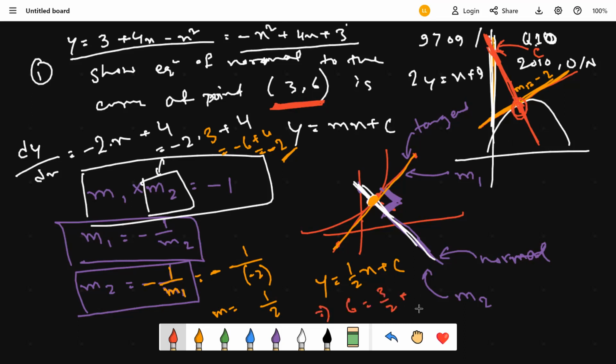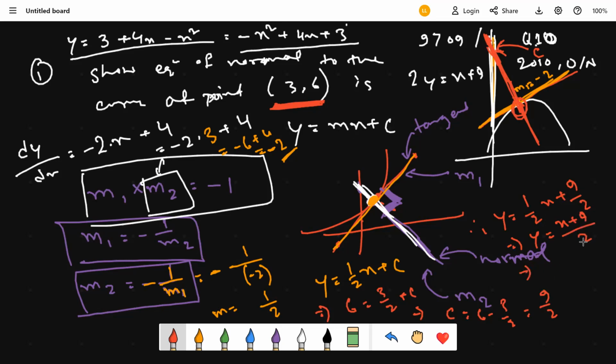In this case, 6 equals 3 by 2 plus C. That should give us C equals 6 minus 3 by 2, which is 12 minus 3 over 2, which is 9 over 2. Finally, we have the equation y equals half x plus 9 by 2. Taking the LCM gives us (x plus 9) by 2.